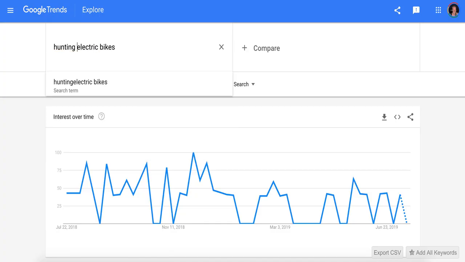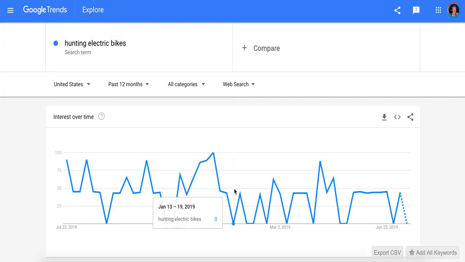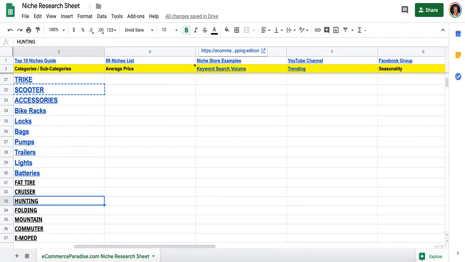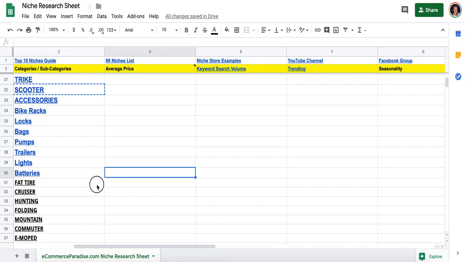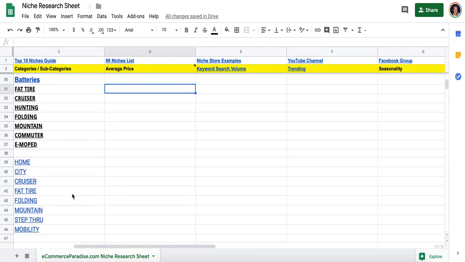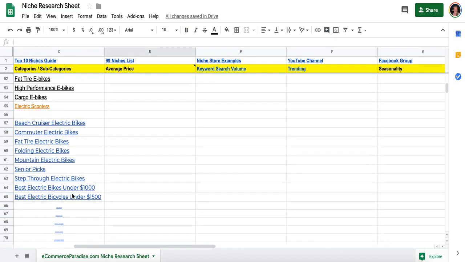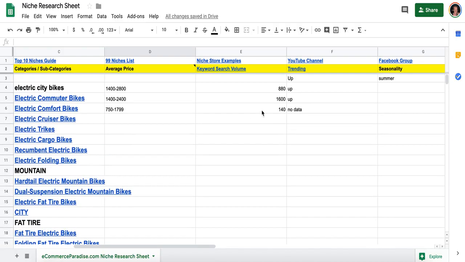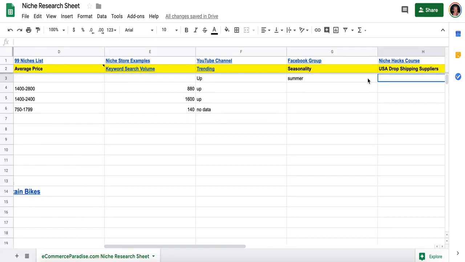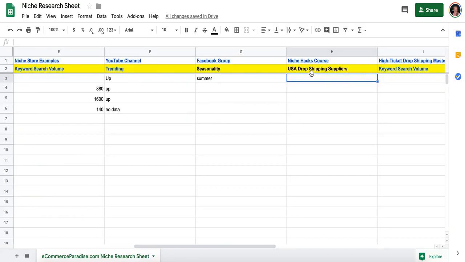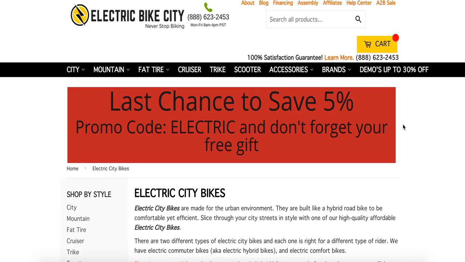So even if I were to change up the keyword a little bit, hunting electric bikes, yeah, it's going to give me similar data. It peaks around fall and winter. So anyways, that gives you an idea there. So go ahead and fill out the data for the main categories and any subcategories that might pop out to you that you might consider as different for seasonality. But generally speaking, most of the subcategories are going to be the same, so just stick with the main categories for that. And the next one we're going to show you how to do is how to extract the suppliers from the website. I'll see you in the next lesson.